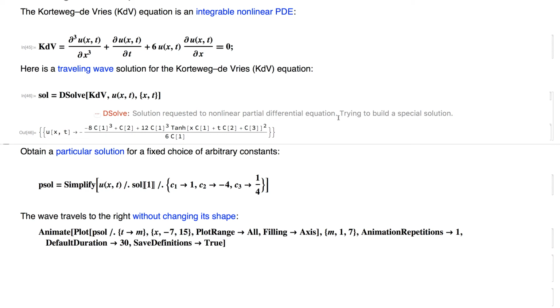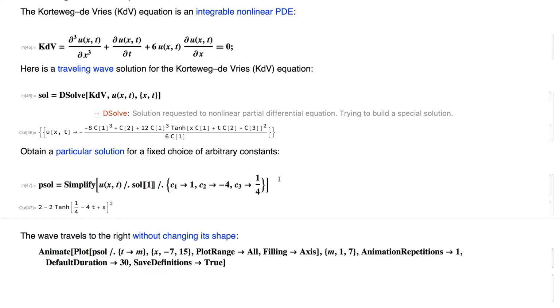So again, it says it is trying to build a special solution, and the special solution has parameters C1, C2, and C3 in it. What you can then do is obtain a particular solution by giving values to these constants C1, C2, and C3. Now this over here is a rather remarkable particular solution.